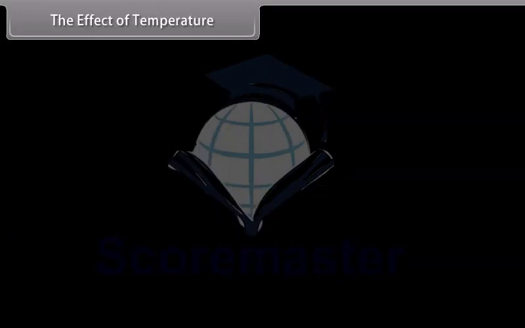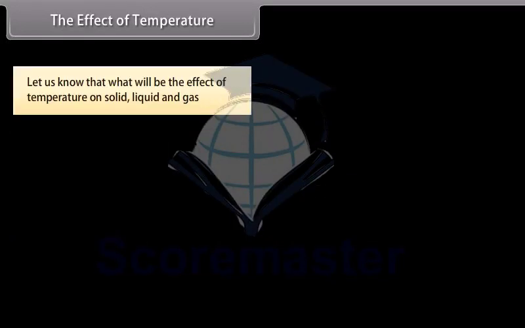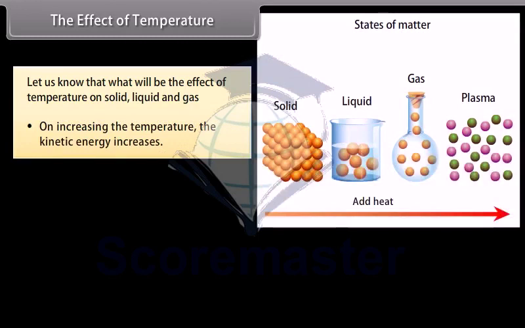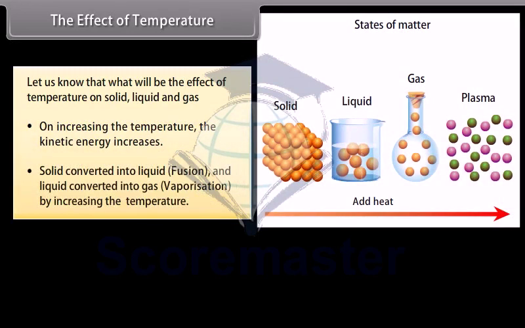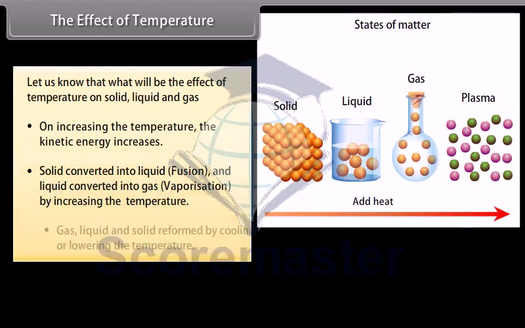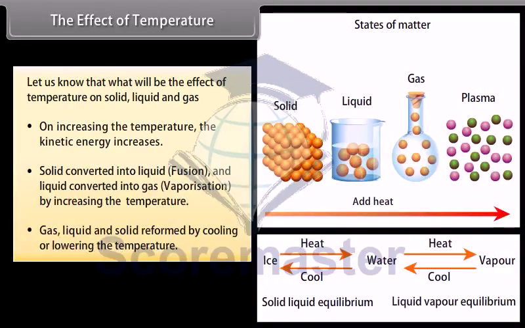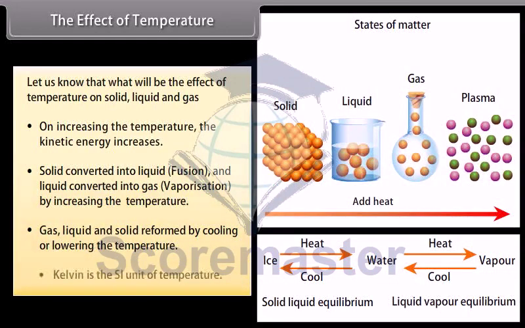The effect of temperature. Let us know what will be the effect of temperature on solid, liquid and gas. On increasing the temperature, the kinetic energy increases. Solid converts into liquid, called fusion, and liquid converts into gas, called vaporization, by increasing the temperature. Gas, liquid and solid are reformed by cooling or lowering the temperature. Kelvin is the SI unit of temperature.